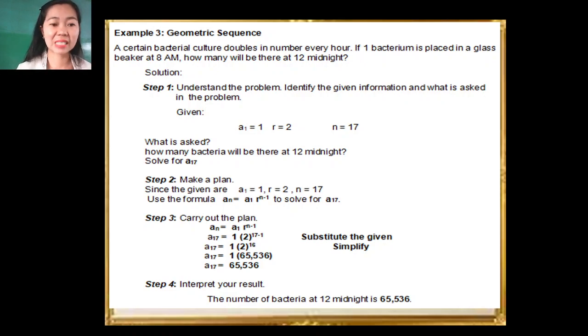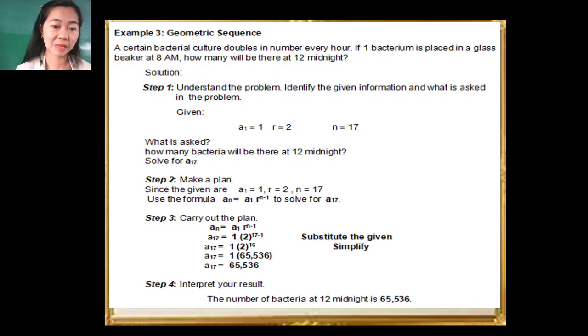Now, what is asked? How many bacteria will be there at 12 midnight? Meaning, we are going to solve for a sub 17 or the 17th term, the number of bacteria at 12 midnight. So, for step 2, making a plan. Since the given data are the values of a sub 1, which is 1, the common ratio, which is equal to 2, the number of terms, which is 17, the formula that we are going to use will be a sub n is equal to a sub 1 times r raised to n minus 1.